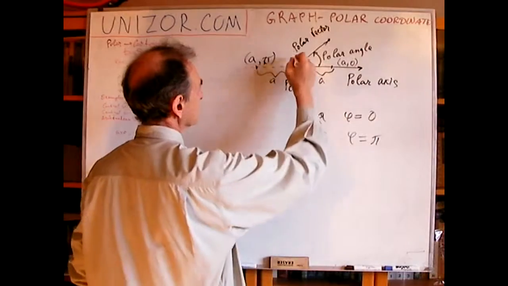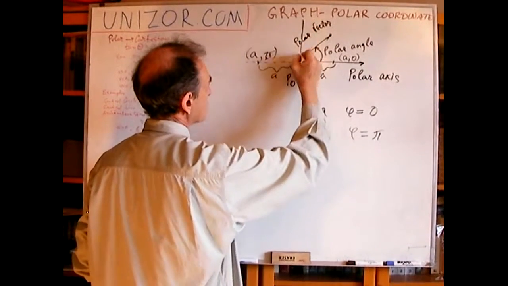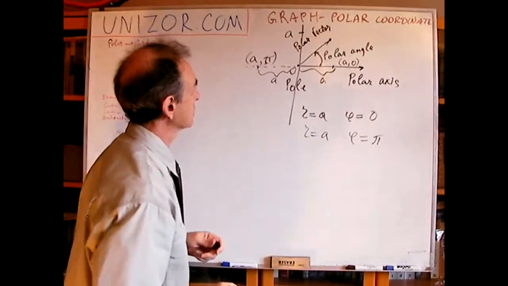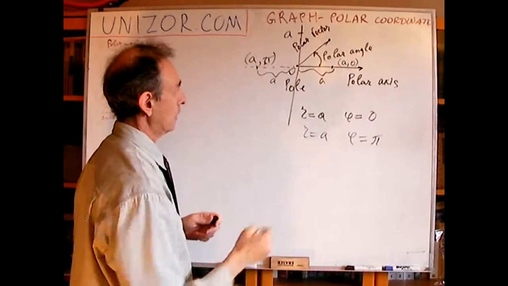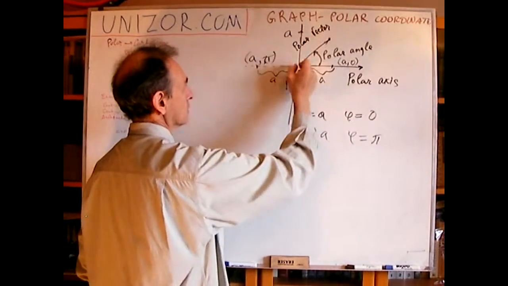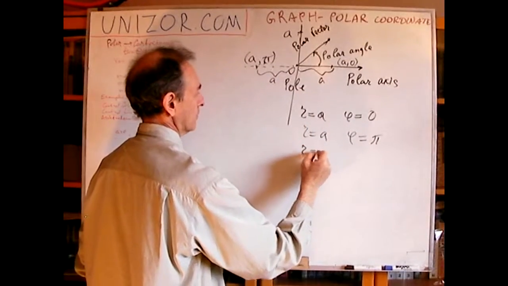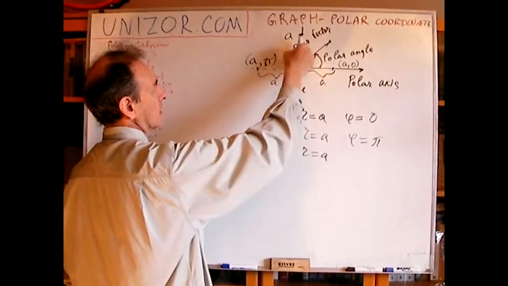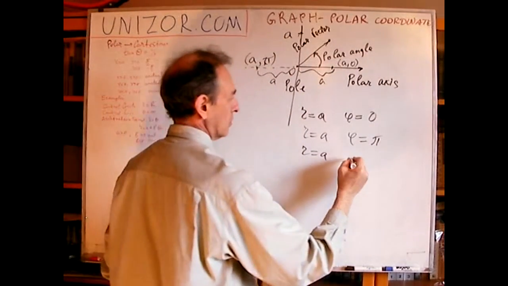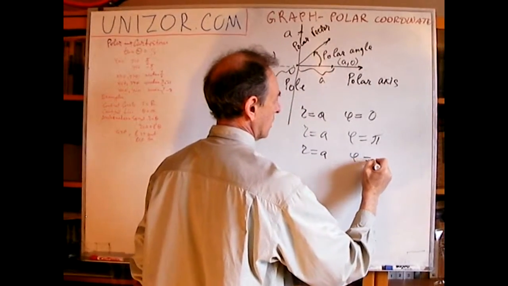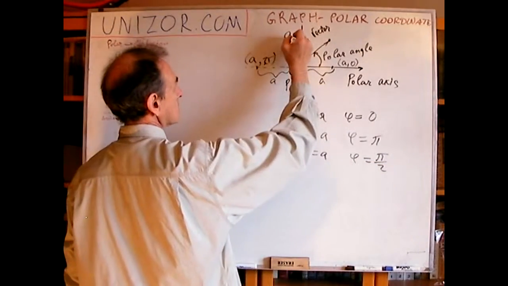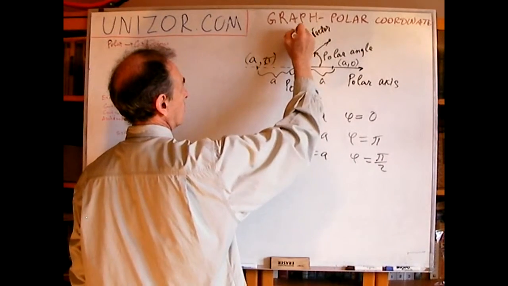How about perpendicular also on the distance a? Well, let's think about it. The distance again is a. And what's the angle? Angle is 90 degrees or half of the pi. So this is a pi over 2.